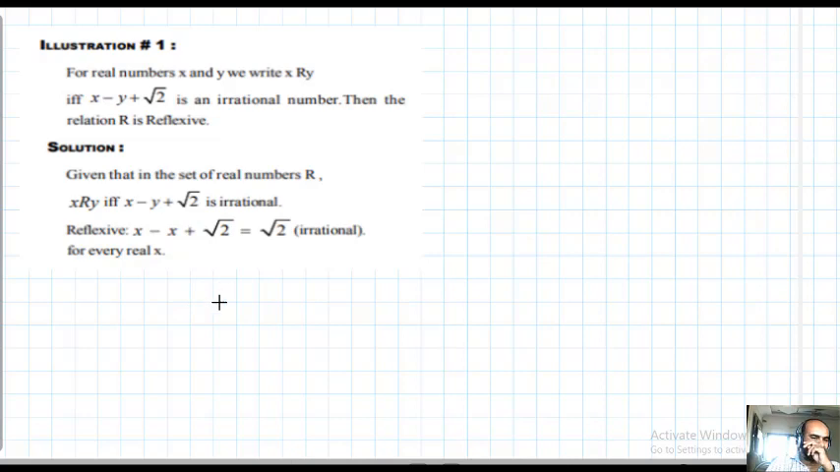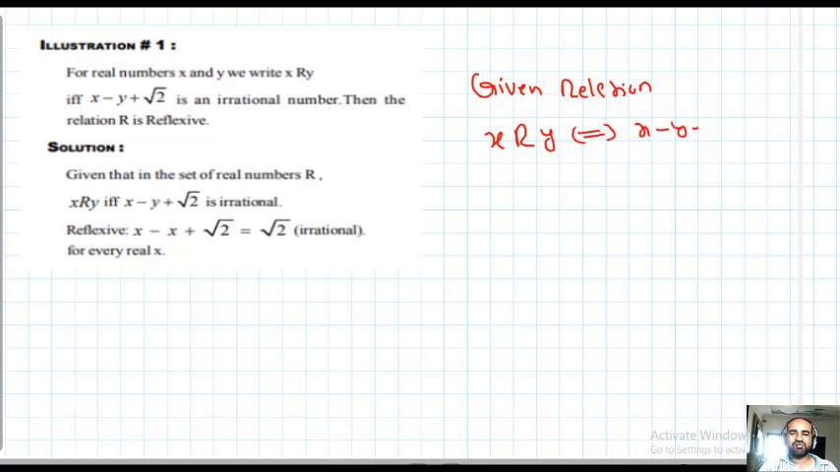Don't bother about the given solution. I will show you how to solve the problem. First I will write the given relation. What is the given relation? x is related to y if and only if x minus y plus root 2 is irrational. Now you want to check whether this relation satisfies reflexive or not. Reflexive means x related to x should be true. Then it is called reflexive.